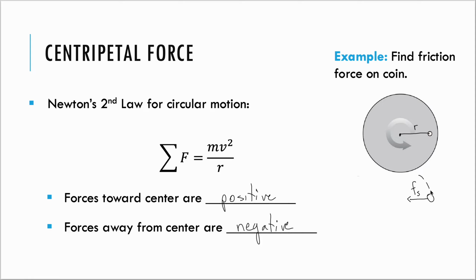I like to show which way the circle is going so that I can see that this force is pointing towards the center of the circle and it will therefore be positive. Now we're ready to set up Newton's second law for circular motion. The sum of the forces equals mv squared over r. We only have one force, so that means that the static friction force equals mv squared over r. As long as we are given the mass, speed, and the radius of the circle, then we are able to solve for the static friction force.